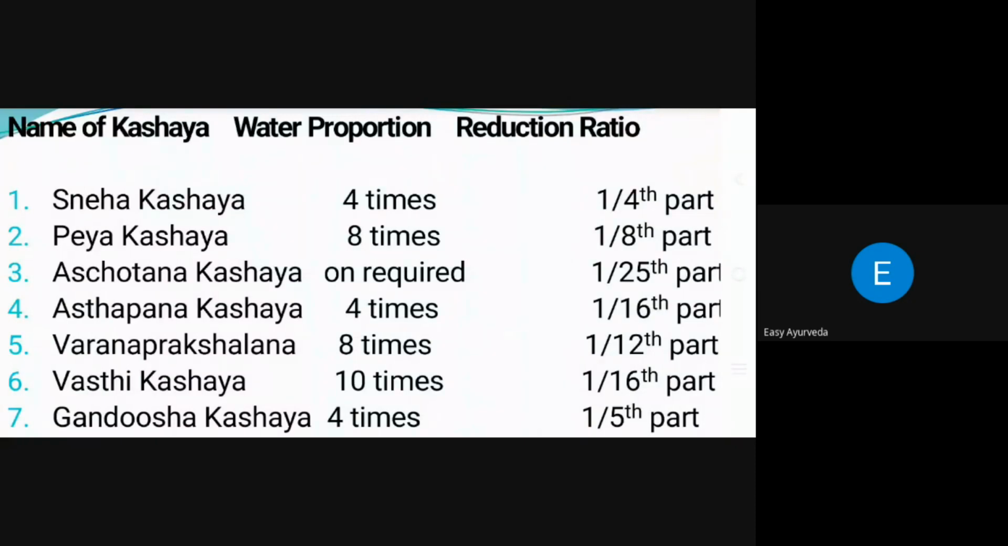And Ashchotana Kashaya has been mentioned. This is a specific one, and the proportion is mentioned according to requirement. Ashchotana is one of the eye treatments. If you want to use Kashayas in that context, it says the reduction rate is 1 by 25th part. On the basis of how much Kashaya is required, you take the water portion and then reduce it to 1 by 25th part.